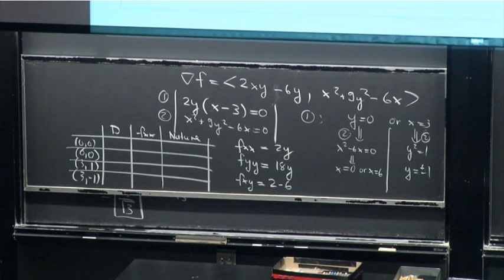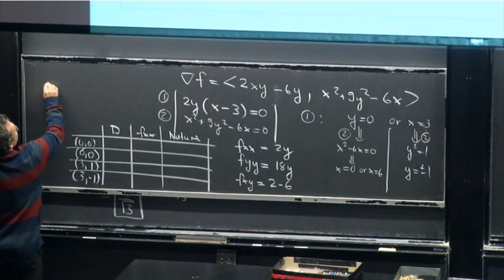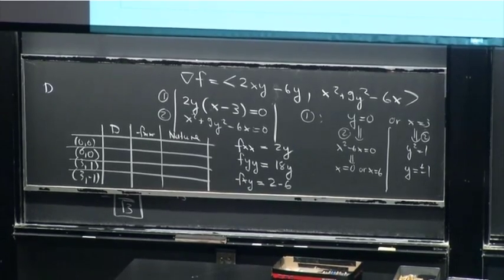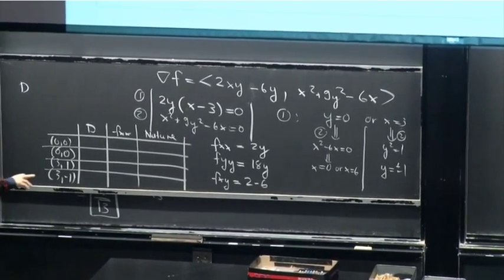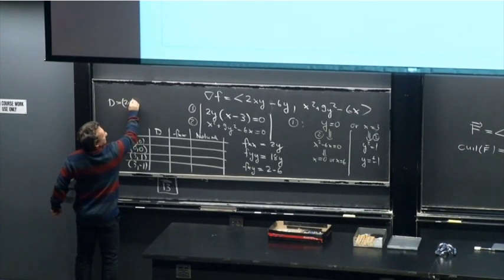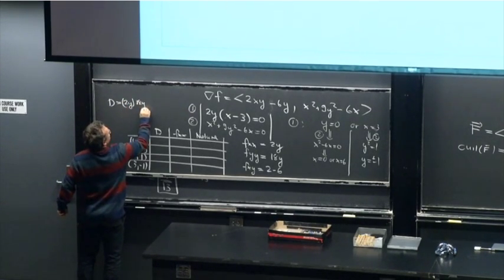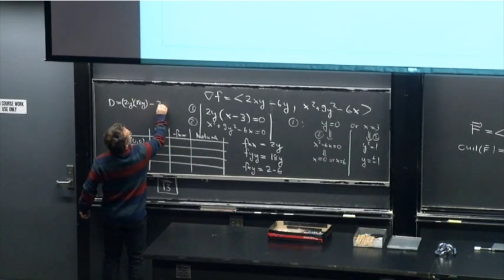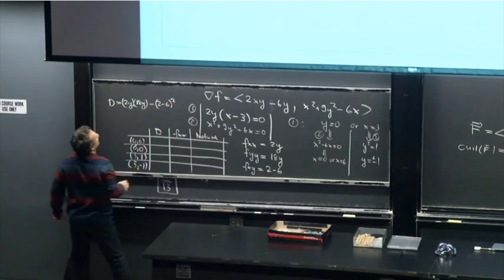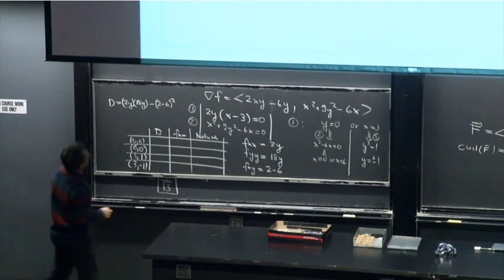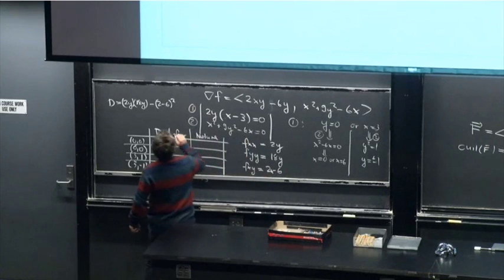So now we can compute D. Please, even if you see the answer, don't just put the answer there. Put all the details. Compute the D. And so we have 2y, 18y, and then minus (2x minus 6) squared. Is it 2x minus 6? Oh, it's 2x minus 6. Thanks.